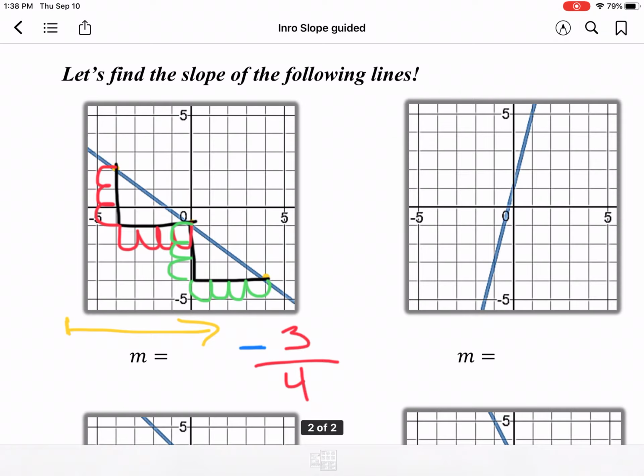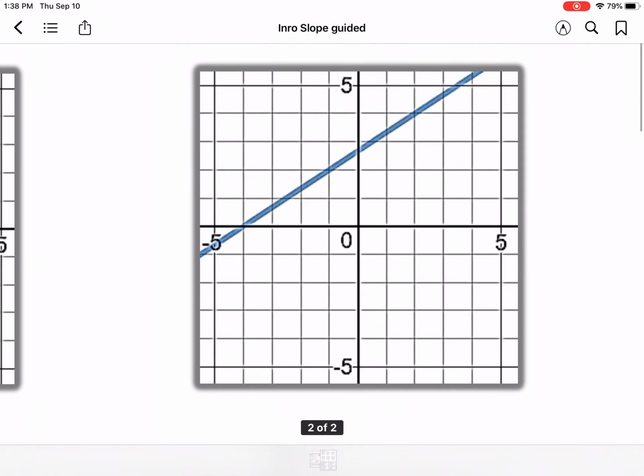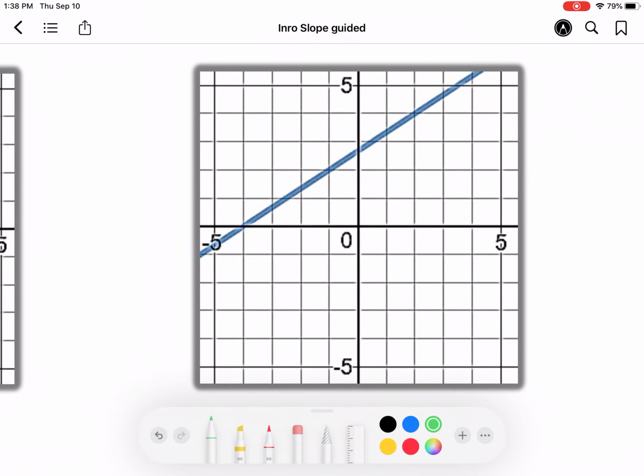All right, let's try a different one. So here we have this line. Again, how do we start? We plot perfect points. Plot the point there. It's the point where it crosses both the X and Y. There and there. Draw your triangles. Okay. Now I need to look from left to right. What is happening? Well, it's going up, so I know my slope's going to be positive.